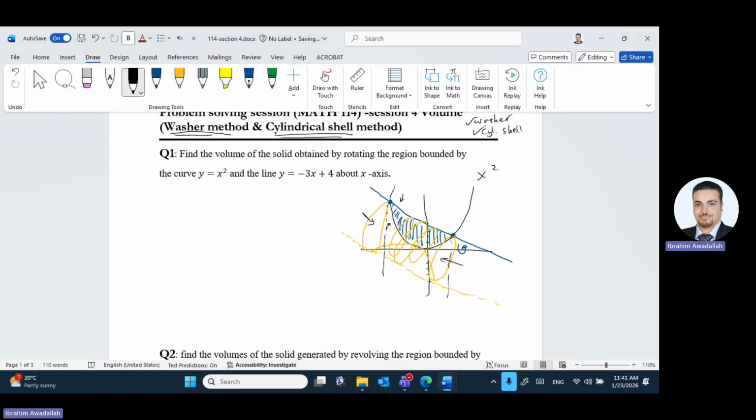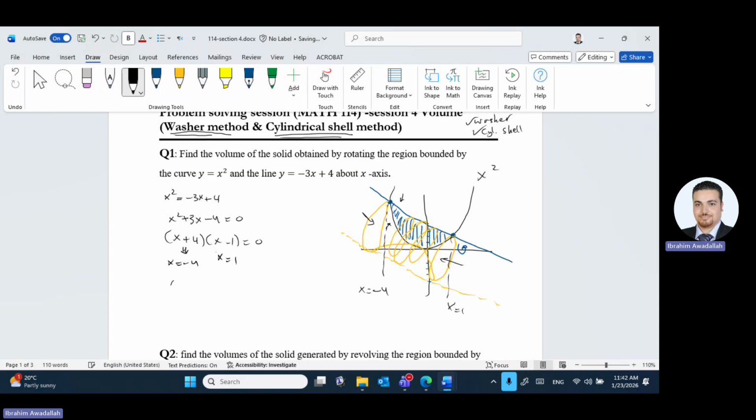How I can find these 2 points? X square equal minus 3x plus 4. Flip this to the other side, x square plus 3x minus 4 equal to 0. Factor it by calculator, or x plus 4 and x minus 1 equal to 0. From here, x equal minus 4. From here, x equal 1. So this will be minus 4 and this will be 1.